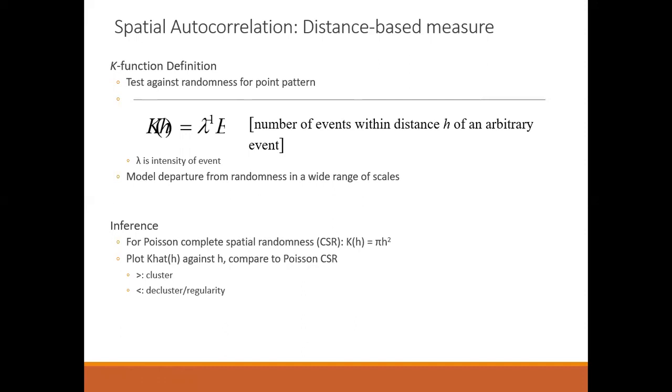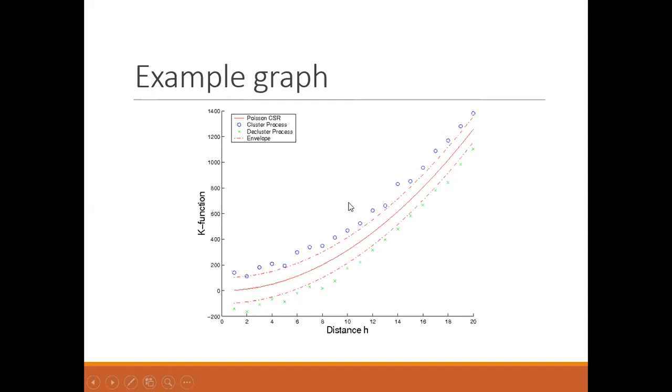Let's also bring in the concept of inference. For Poisson complete spatial randomness, CSR, K of h is equal to pi h square. We all know that. And this is used in plotting the K of h against h and comparing it with Poisson CSR. Clustering and declustering, regularizing, deregularizing, all these are parts of spatial data mining.